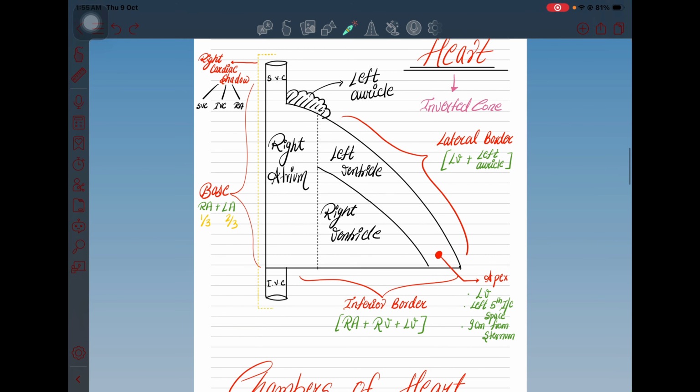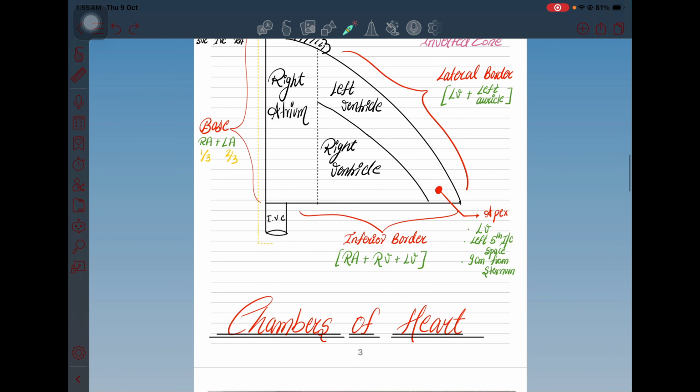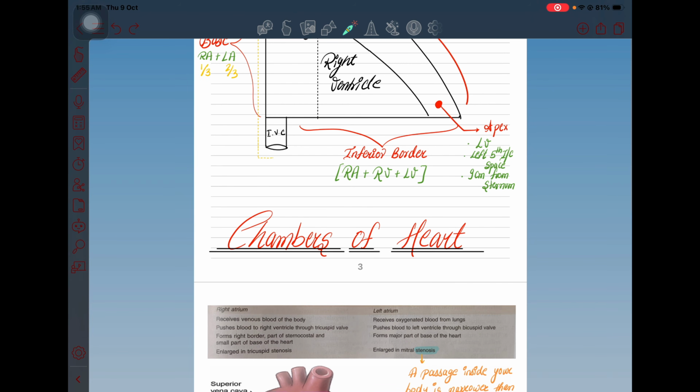Towards its base, we have the right atrium and the left atrium. The right atrium contributes about 1/3 of it, and the left atrium contributes about 2/3 of it. This long portion over here is known as the right cardiac shadow, which is made by the superior vena cava, inferior vena cava, and right atrium. Next, if we take a close look, we have the apex of the heart, which is located on the left ventricle. It is made by the fifth intercostal space and is located 9 cm from the sternum.